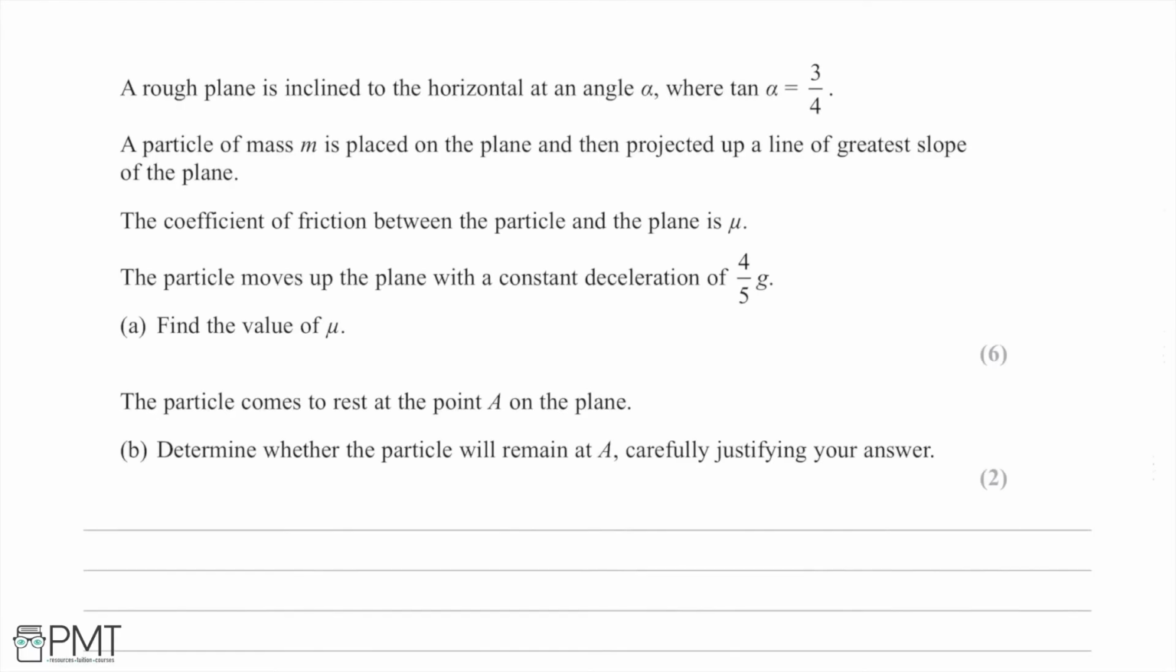So in this question we're told we have a rough plane which is inclined to the horizontal at an angle of alpha, where tan alpha is equal to 3 over 4.